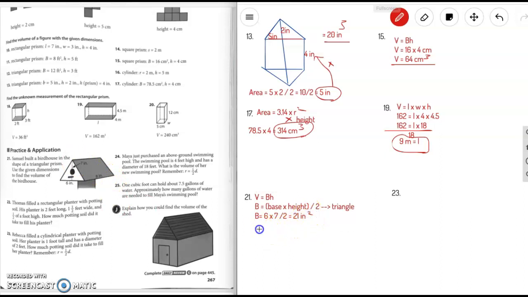We're going to multiply this by the height of the prism, which is 8 inches. 21 times 8 equals 168 inches cubed.